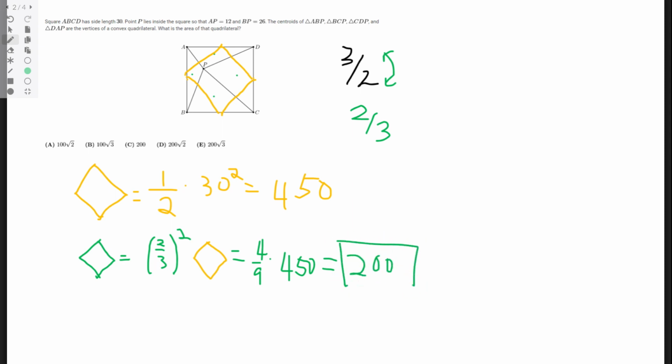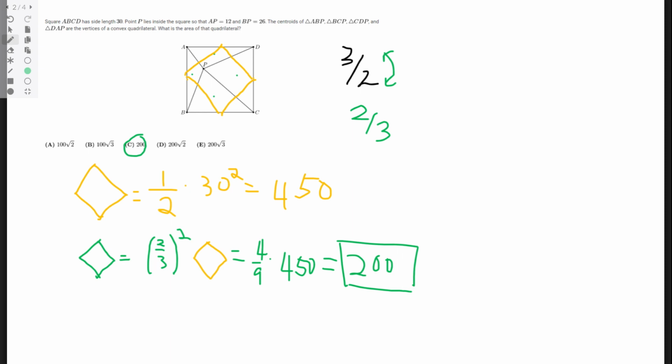And looking at the answer choices, that is indeed an answer. So this is the correct answer. So taking a step back and going through what we did, we first saw the 4 centroids and noticed that they were quite difficult to work with because they're just kind of floating there.